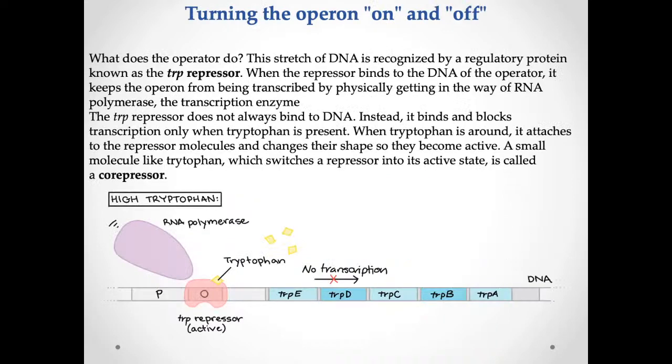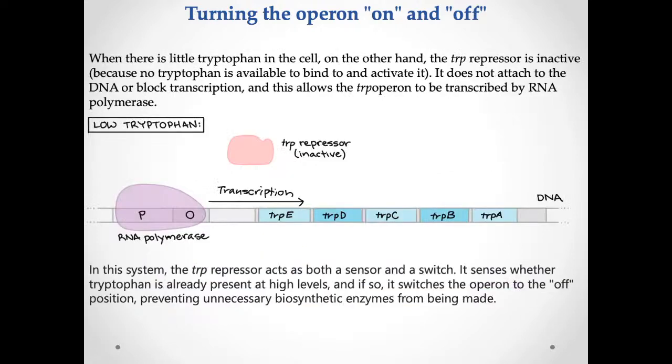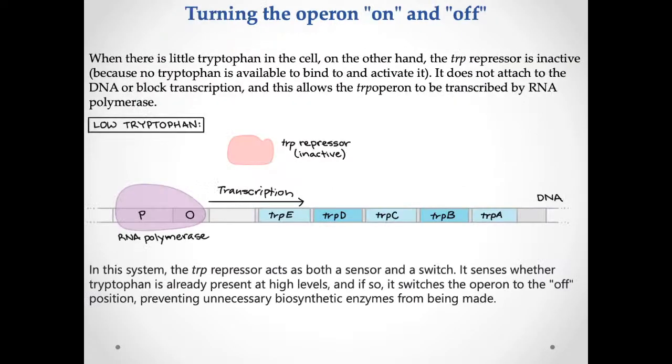So it also has this operator site where tryptophan is attached to the trp repressor, and RNA polymerase cannot attach in the high tryptophan content, so no transcription. And the trp repressor is inactive in the low tryptophan content. So that's the major difference in your trp on and off system.